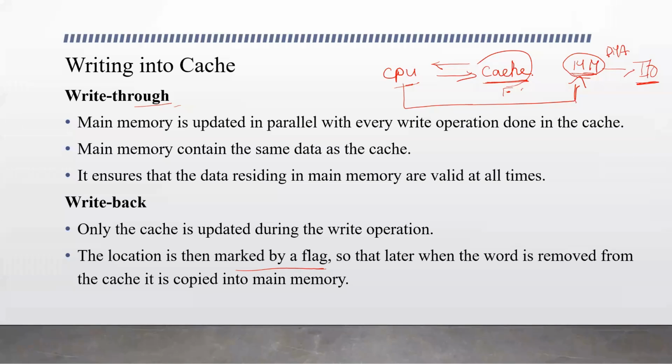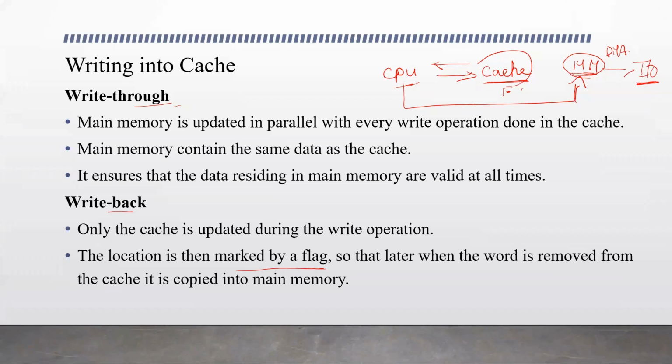But as long as this data is available in cache, main memory will not be updated. And when the data needs to be removed from cache memory, it updates the data in main memory, and the data is removed from cache memory. So the updated data will be available either in cache or in main memory in this case. This method is write back.